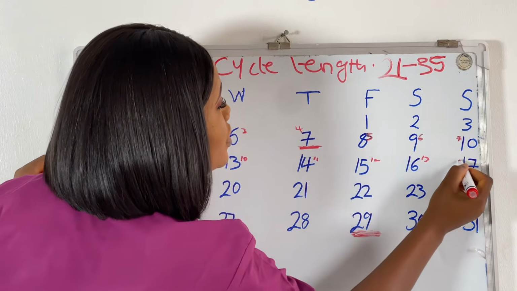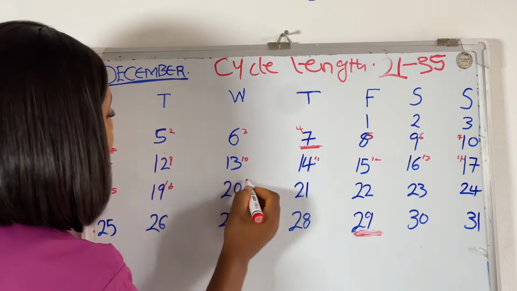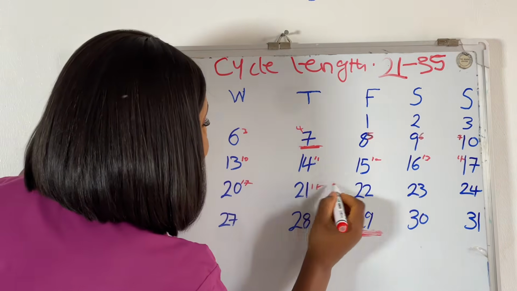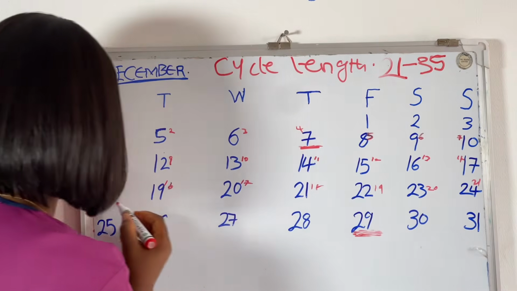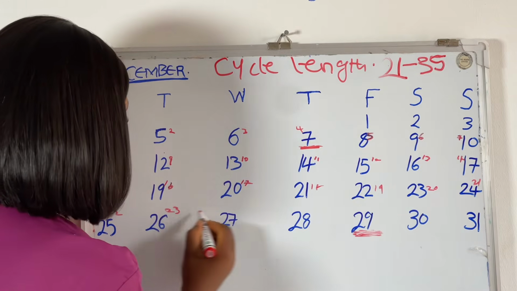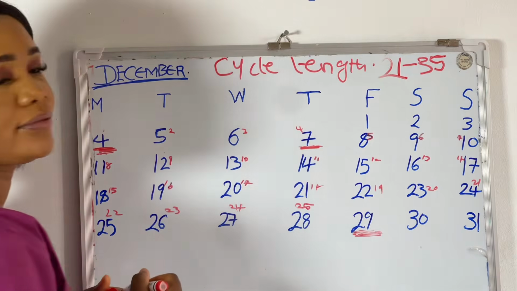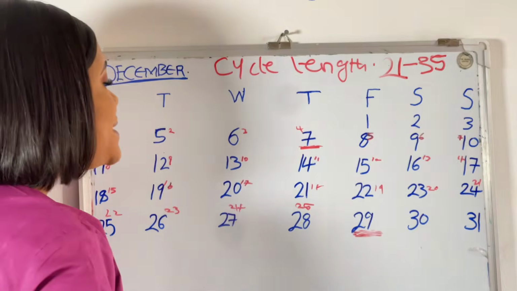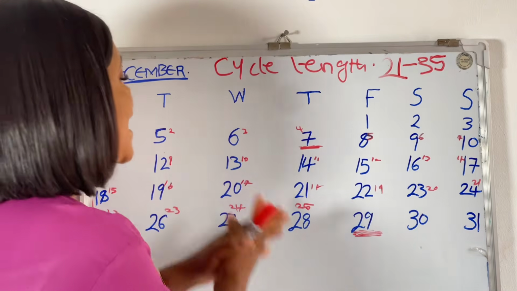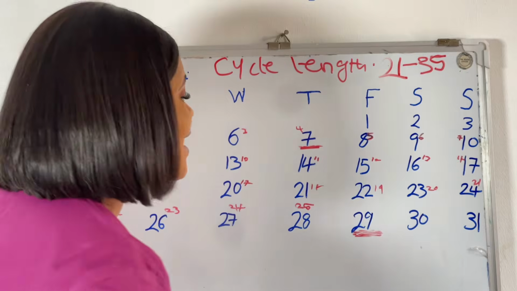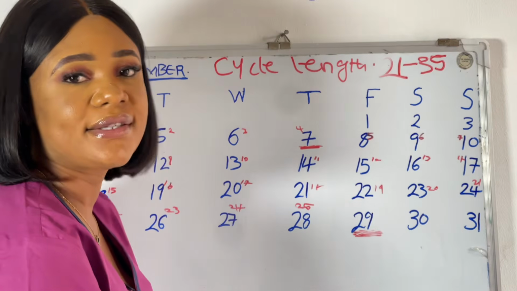12, 13, 14, 15, 16, 17, 18, 19, 20, 21, 22, 23, 24, 25. So this approximately means that I calculated from the first day I saw my period to a day before my next period begins. My cycle length approximately is 25 days.